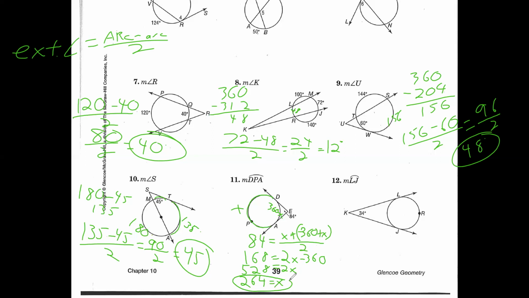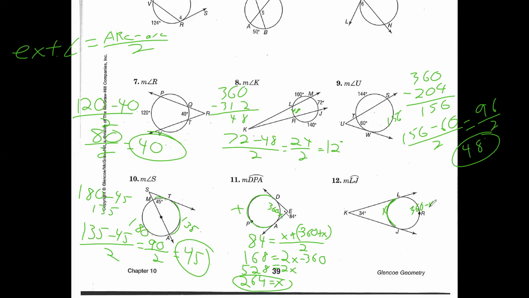Number 12, very similar, but instead of solving for the big arc, they're asking me for LJ. Anytime I only have 2 given to me, it has to be the minor arc. So it has to be this piece. So now in this one, I'm solving for this piece. We'll call that one x. Next, then the other side will be 60 minus x.